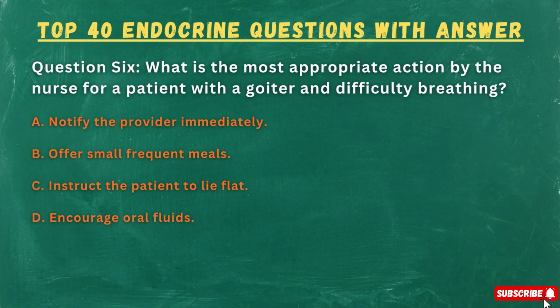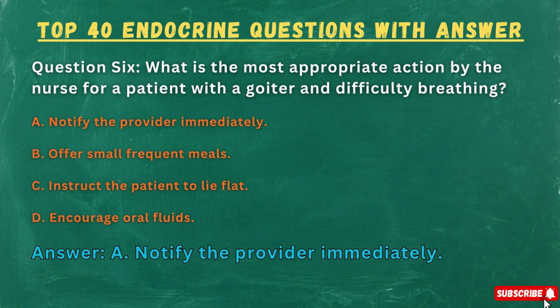Question 6. What is the most appropriate action by the nurse for a patient with a goiter and difficulty breathing? A. Notify the provider immediately. B. Offer small frequent meals. C. Instruct the patient to lie flat. D. Encourage oral fluids. Answer: A. Notify the provider immediately.